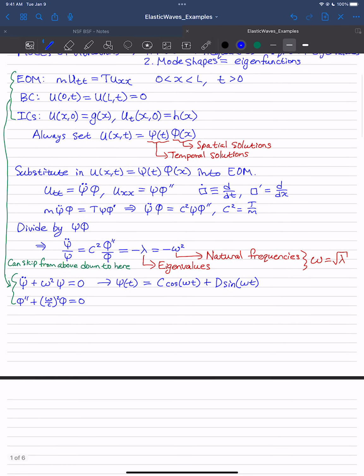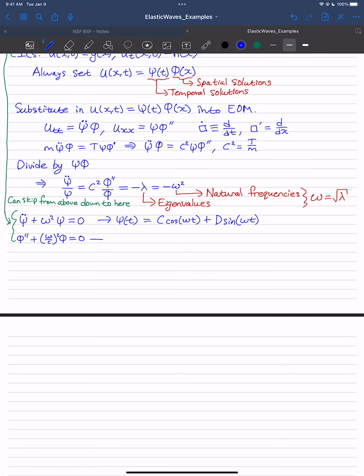What we're interested in here is really this phi equation. And we can write its solution as phi of x equal to, let's say, r times the sine of omega over c x plus q times the cosine of omega over c x, and that is the general solution to that phi equation. We now want to find the unique solution or solutions by applying the boundary conditions. And by applying boundary conditions, we're going to find what are known as the mode shapes.